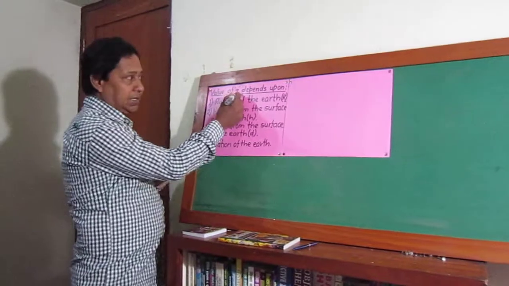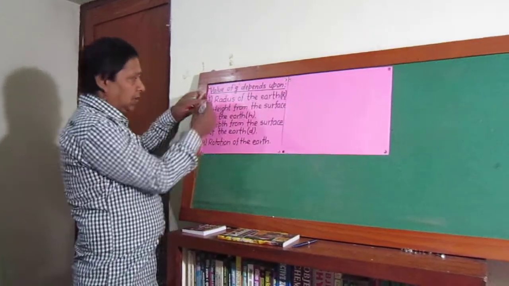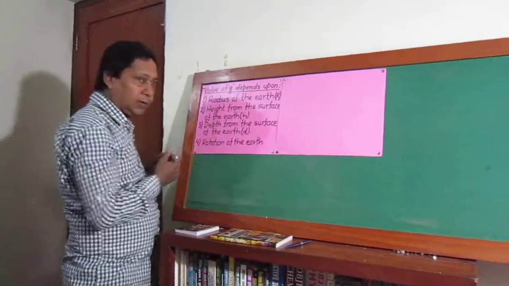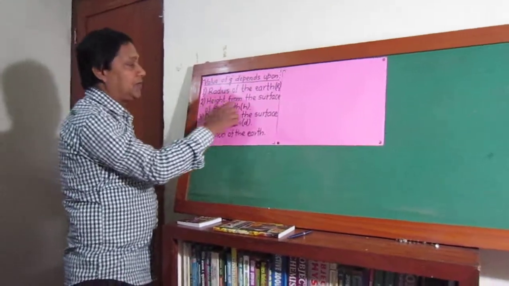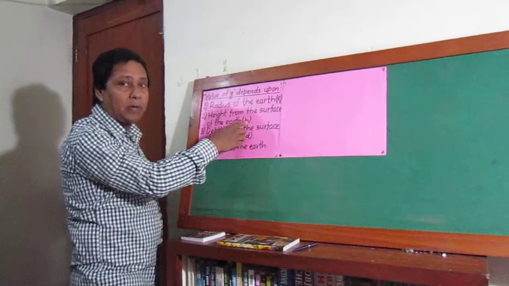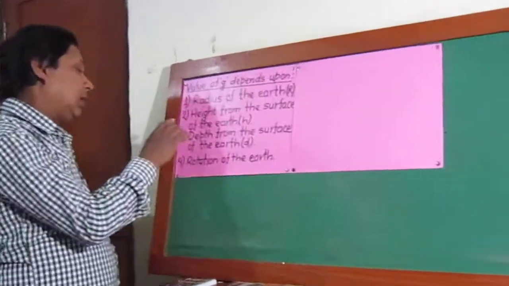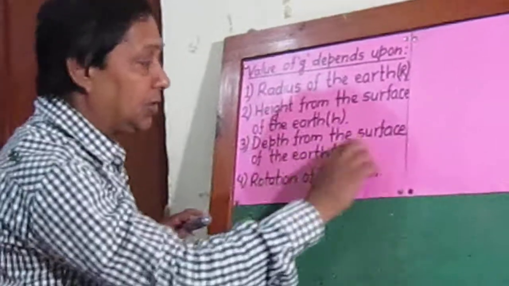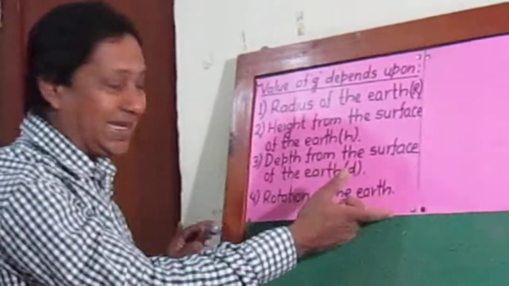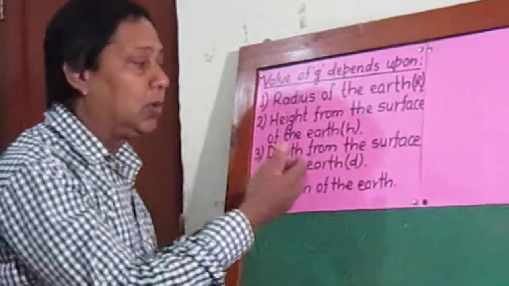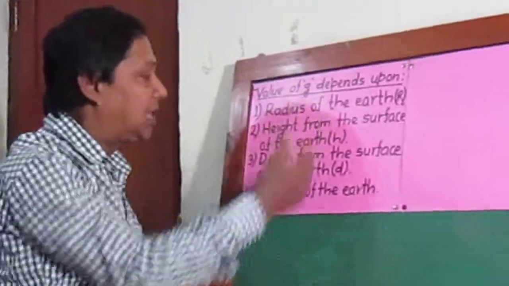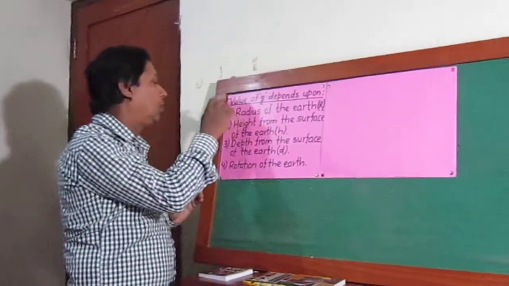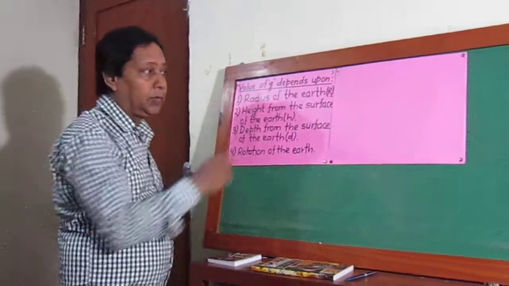Value of g depends upon, number one, radius of the earth, which is denoted by R. It also depends upon height from the surface of the earth, which is denoted by small h. It also depends upon depth from the surface of the earth, which is denoted by d, and it also depends upon rotation of the earth. Now I want to talk in detail about each of them, especially about number 1 and number 2.